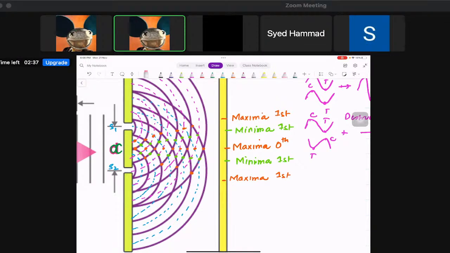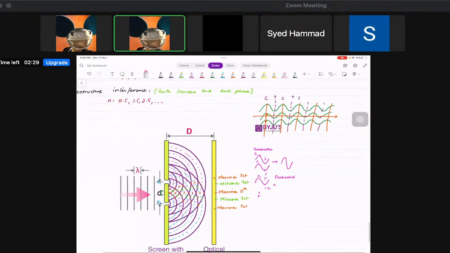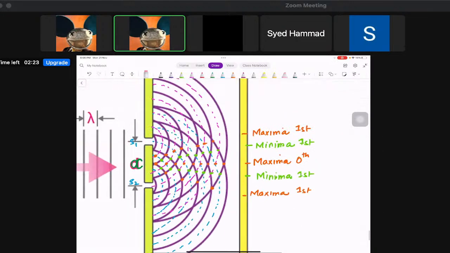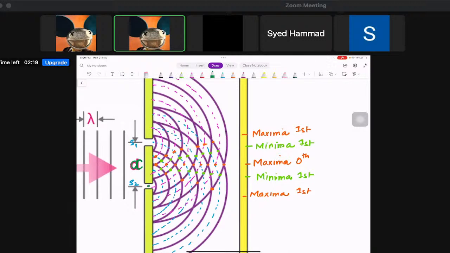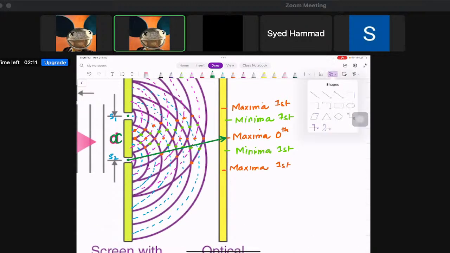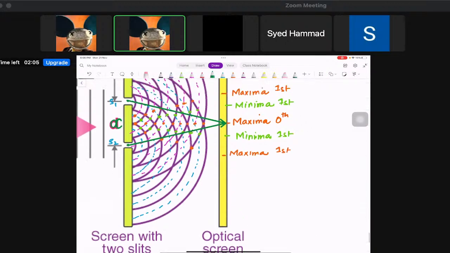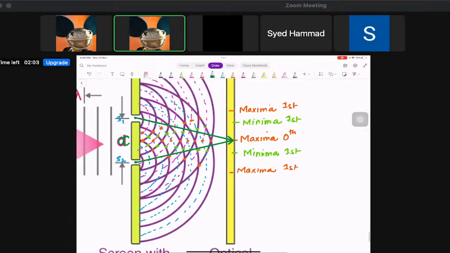Now, why do we call these 0 and first and so on? Because interestingly, the waves are generated from this point and this point. So if we go from S2 to the center one, we have to move this much distance, and from S1 to this we move this much distance. So both have the same length, so their path difference is equal to 0.